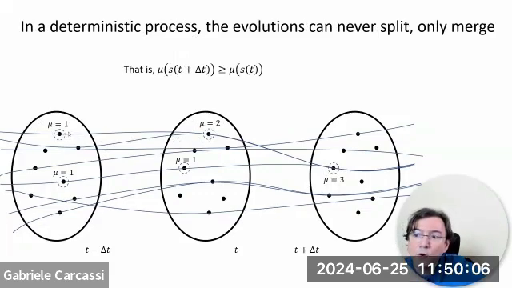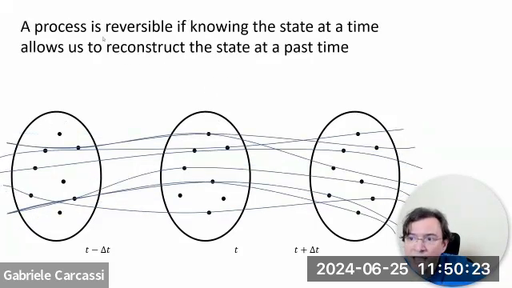And so what's happening is that if we go through an evolution and look at all the evolutions that passed through here, all the evolutions that passed through here, all the evolutions that passed through here, this number can only increase or stay the same because evolutions can never split and can only merge. In the same way, we can define a process to be reversible if knowing the state at a time allows us to reconstruct the state at a past time. It's the same thing, just a mirror image.